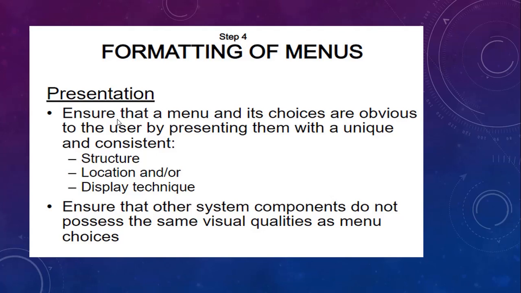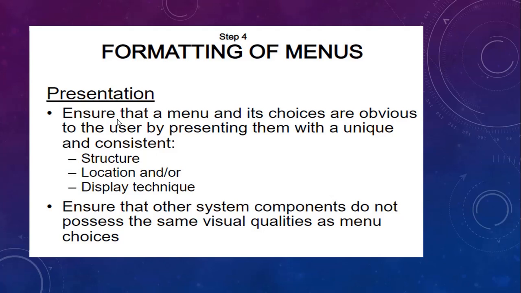And next is, ensure that the other system components do not possess the same visual qualities as menu choices. When you are having a menu, you may have alternatives, and under alternatives you will be having a number of choices. Whatever the menu is showing, it has to have some visual qualities, and these visual qualities also have to be maintained in the same manner. Consistency has to be maintained. So that is about presentation of the menu.